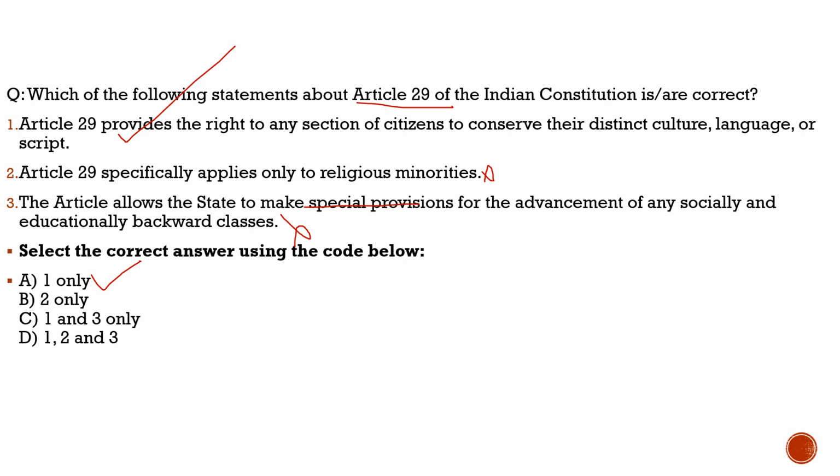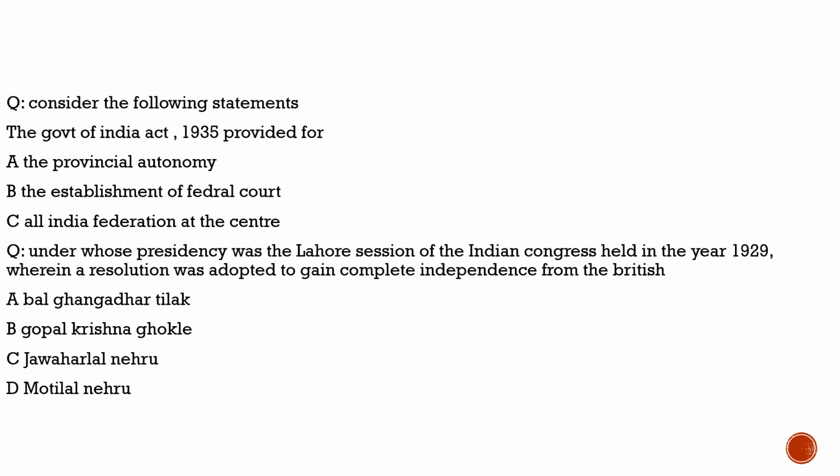Now let's move towards the last part of our discussion, in which we will solve some previous year questions. Here the first question says, consider the following statements. The Government of India Act 1935 provided for the provincial government. 100% correct. It provided for the provincial autonomy. It replaced diarchy with the provincial autonomy. Second statement, the establishment of federal court. 100% correct. All India Federation at the center. 100% correct. So with respect to this question, the correct statements are option 1, 2 and 3. All the statements are correct.